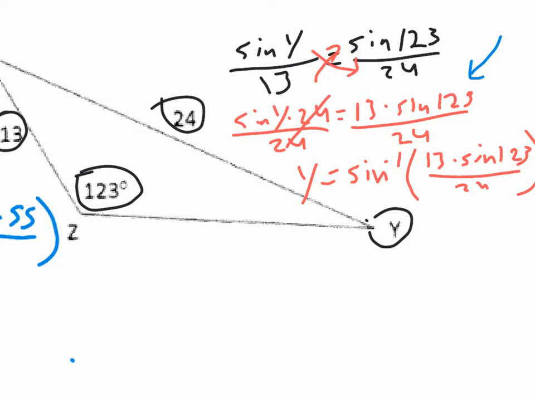So inverse sine of 13 times sine 123 divided by 24 is 27 degrees for y. And then we would want to do the easiest method to find x, so they all have to add up to 180. 123 plus 27 gives us 30 degrees for x.